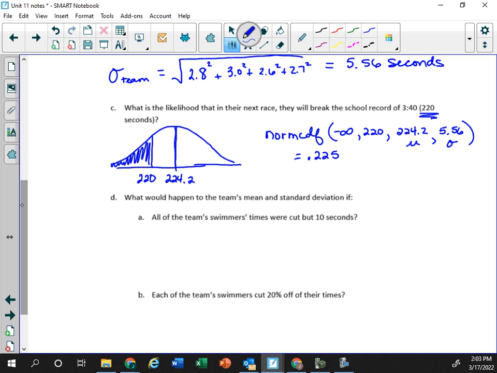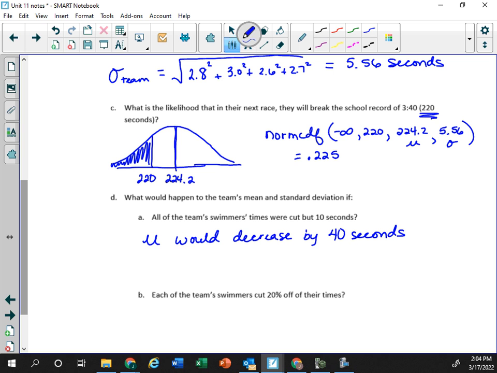Okay, then part D, what's going to happen to the team's mean and standard deviation if all of the team swimmers' times were cut by 10 seconds? What's going to happen to the mean? You would drop by 12 seconds. Well, nope. Your mu would decrease by 40 seconds. You're making a good comeback here, Josh. Makes sense, right? 10 seconds from each swimmer, total of 40 seconds decrease.